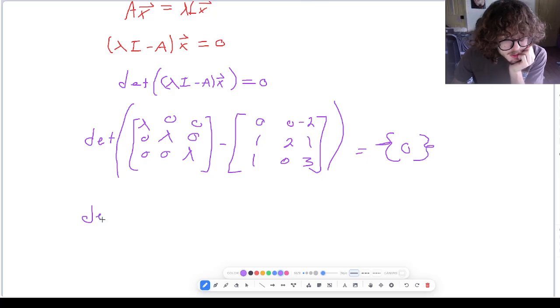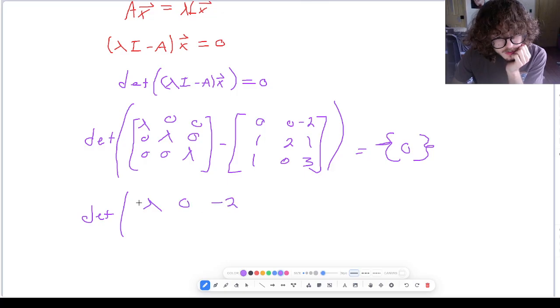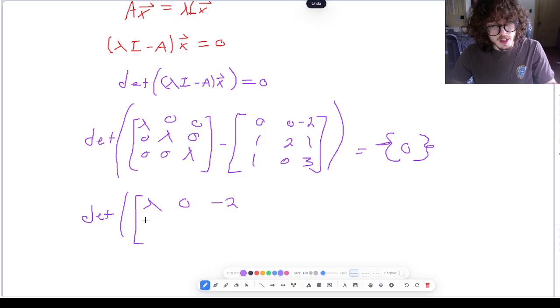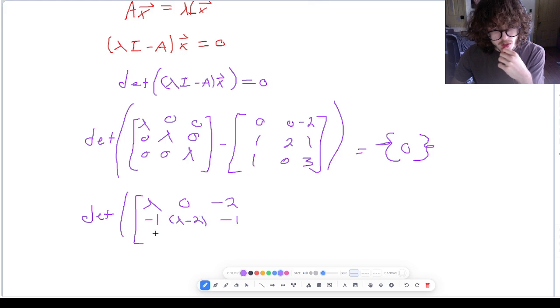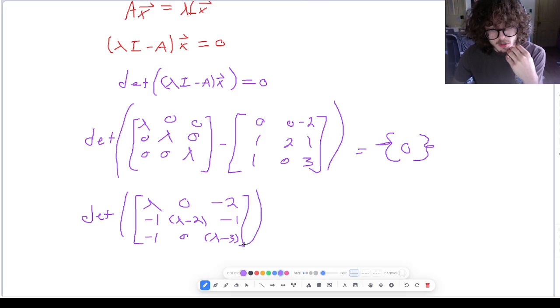Okay. So the determinant is lambda, 0, negative 2. I guess I should put that notation. Oops, sorry. Negative 1. Lambda minus 2, negative 1. Oh, I'm messing up again. Negative 1. 0, lambda minus 3. Alright, so that's your determinant, which I assume you know how to find.